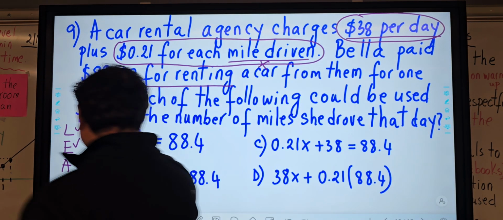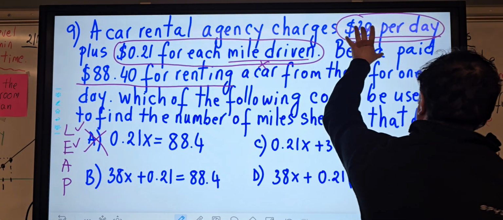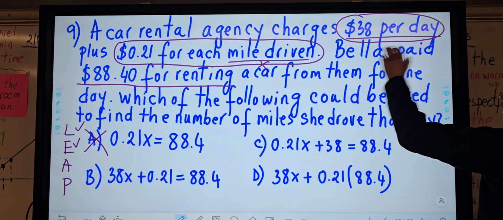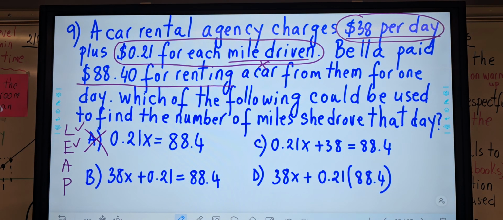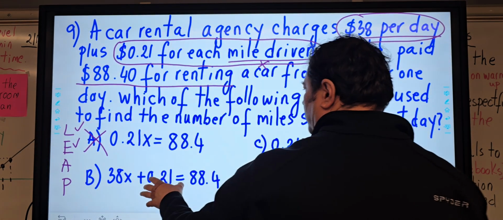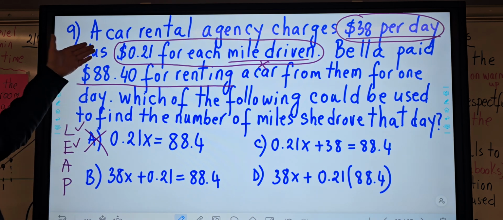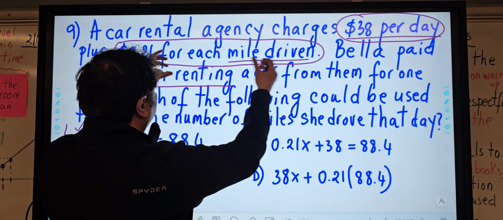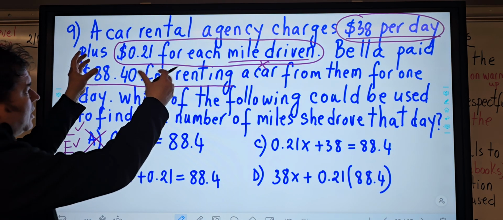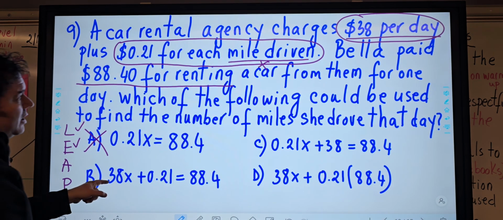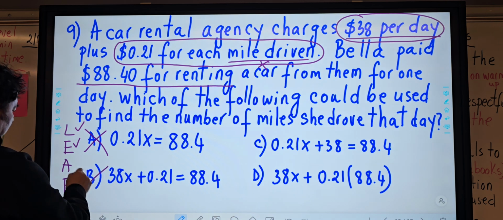We could eliminate A, for example, because in A we don't see the $38 we have to add per day, right? Because there's a fee. We are adding 38 and we don't see any 38 for A, so A can be eliminated. Let's look at B. We have 38x, and 0.21 should be multiplied by x because we do not know how many miles are driven, and it charges 21 cents per mile. So those quantities should be multiplied, not 38, which is the fee you pay. So 38x should not be multiplied, so we can eliminate this one also.